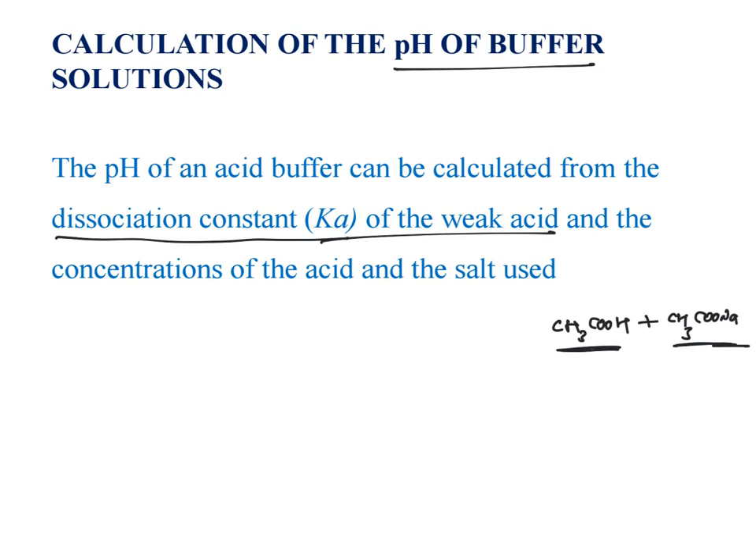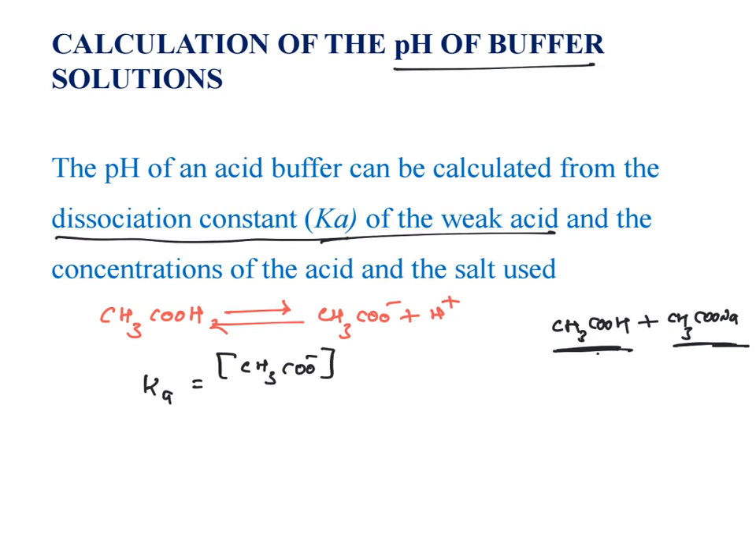To derive this expression, I am starting with the acid. The weak acid I am taking is dissociated into acetate ion and H plus ion. Let's write the expression of the acid dissociation constant, Ka equal to the acetate ion concentration, that is the concentration of the products, by the concentration of the reactant.